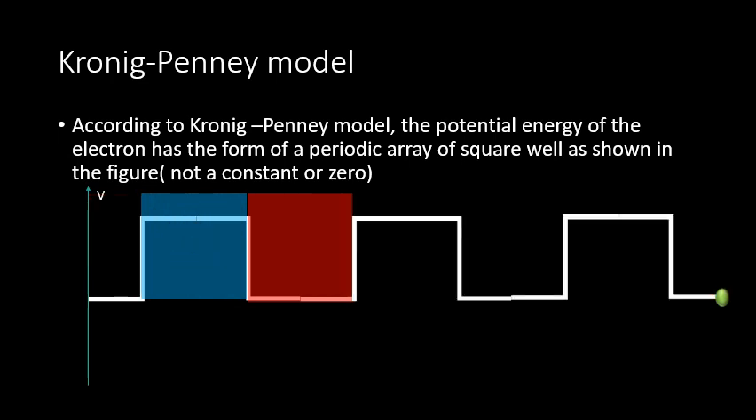Consider a potential well of length 0 to a, and a potential barrier of length -b to 0. Let us consider the potential well as region 1, and the potential barrier as region 2. The wave function of the potential well is psi1, and of the potential barrier is psi2. The potential in the potential well is 0, and the potential in the potential barrier is V0.